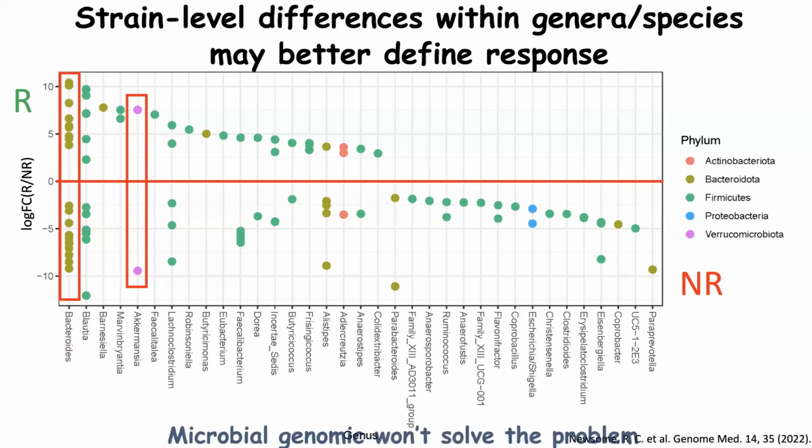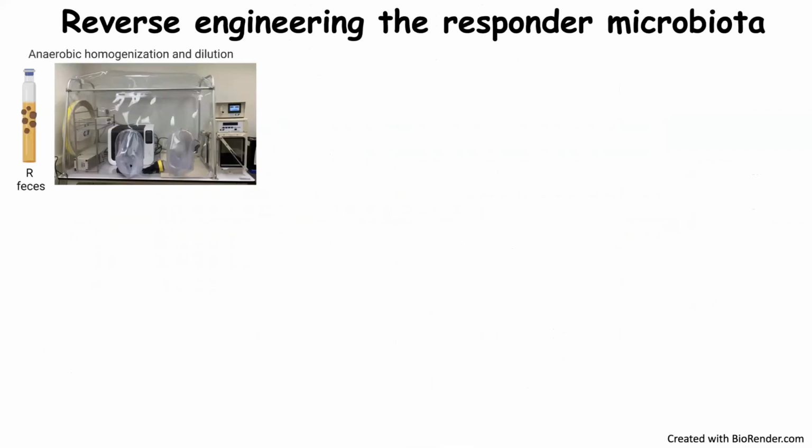So it became clear to us that genomics would not solve the problem. What we needed to do is to isolate bacteria. And for that, we utilize this system. This box here is called a prospector. We house this in an anaerobic chamber because most of your bugs, 95%, are anaerobic. They don't tolerate oxygen. So this is the best system to keep them happy. We took feces from a responder patient and used that system.